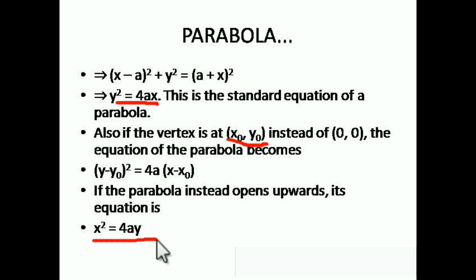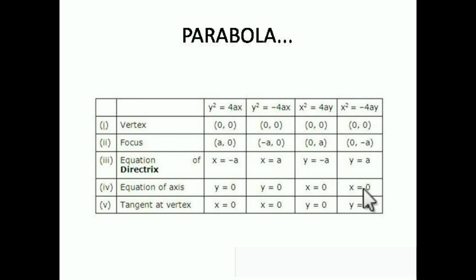Now this is a very basic table, and we all know all the stuff I am telling you. Y square equals 4ax means positive x-axis, then negative x-axis, positive y-axis and negative y-axis. The vertex is (0, 0) for all of them, but the focus changes. For the positive x-axis it is (a, 0), for the negative x-axis it is (minus a, 0), for the positive y-axis it is (0, a), and for the negative y-axis it is (0, minus a).